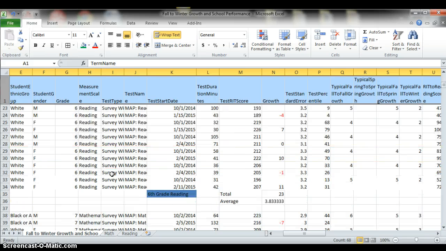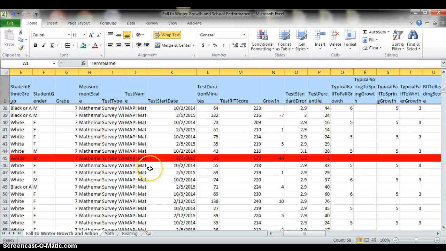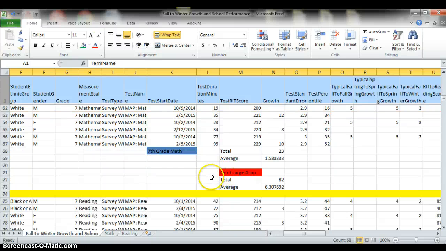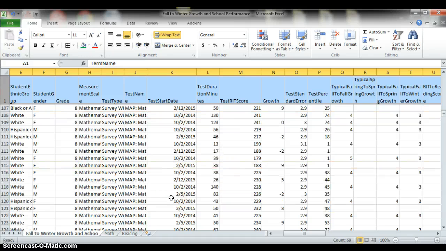So you have 6th grade math, 6th grade reading had an average growth of 3.8, 6th grade math an average growth of 3.5 when you omit the large drops. 7th grade had an average growth of 6.3 when you omit the large drops in math, and they had an average growth of 1 in reading, omitting the large drops again.